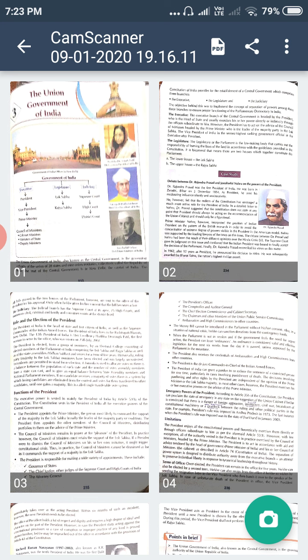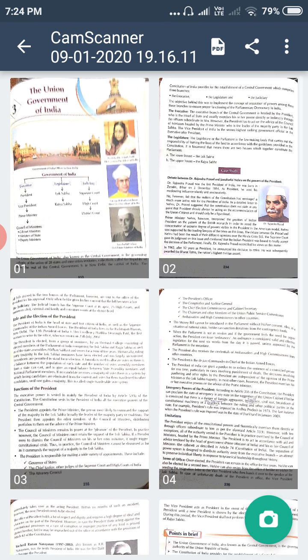However, the president has to act on the advice of the Council of Ministers, which is headed by the Prime Minister, or you can say the president does all his works with the advice of Prime Minister, who is the leader of the majority party in Lok Sabha, and Prime Minister has his council of ministers, or you can say a cabinet of ministers. So president has to act on the advice of council of ministers, which is headed by the Prime Minister.